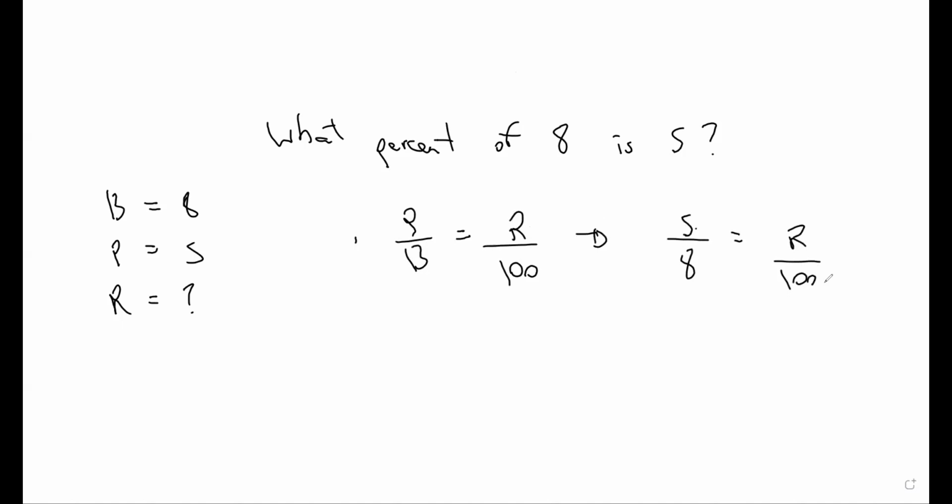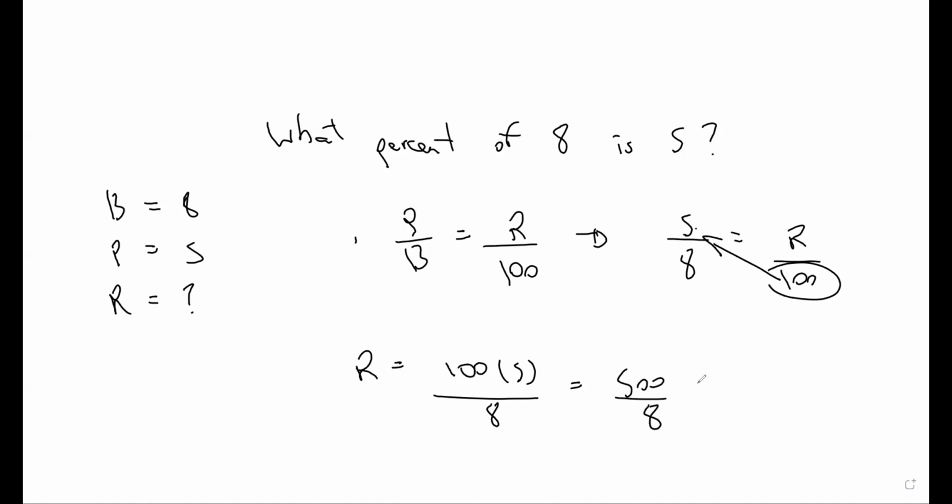And then the last step is always the same. Take your last number, move it over, and just remember the rule that you have to change it from the bottom to the top. So then R is going to be 100 times 5 over 8. So that's 500 divided by 8, which is 62.5. And yep. So within the problem, you don't actually need to put a percentage sign because you already are saying R is equal to 62.5.